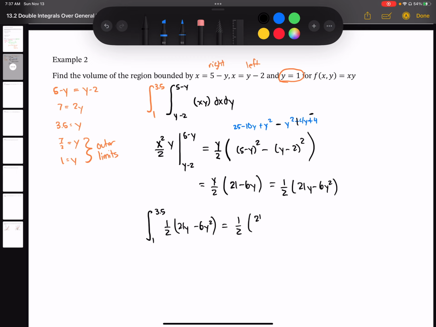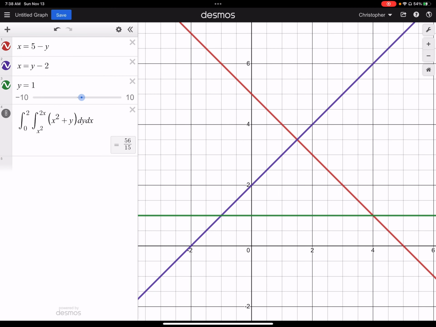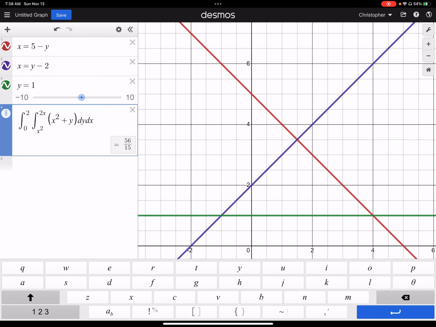That's going to equal 1/2 times the antiderivative of 21y, which is 21y squared over 2, and then minus 2y cubed, and evaluate it from 1 to 3.5. All right, kids, this is not an arithmetic video, so let's just throw this into Desmos and see what we get as the answer.